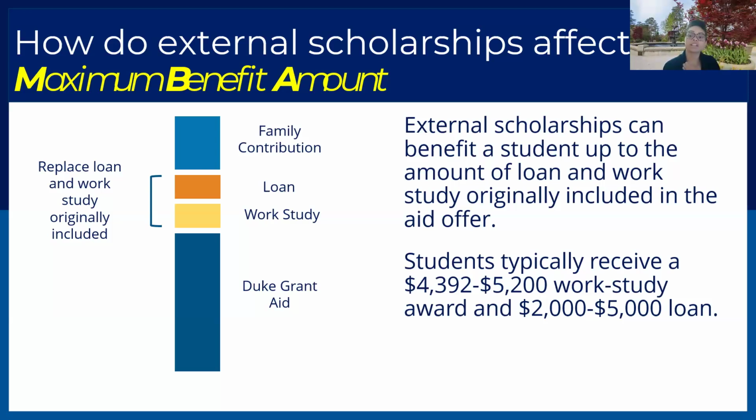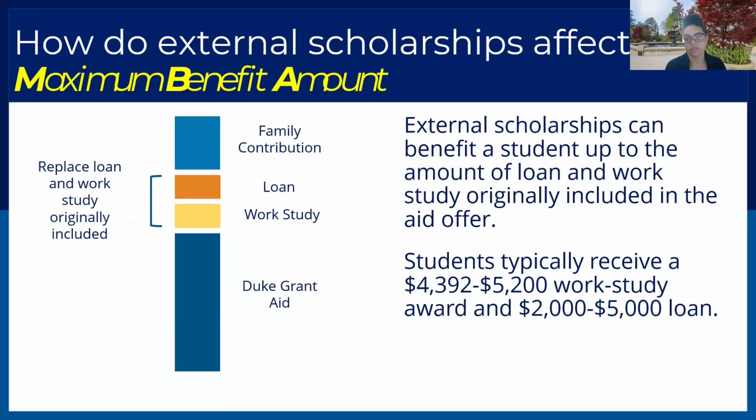So you no longer would need to consider the loan. You would no longer need to necessarily consider working if you have third party money that can replace those options. So that is the maximum benefit. If you were to go pull up your aid offer or to go look at the hub right now to see how much was offered among those two types of funding, that's the maximum you could receive from a third party that would directly reduce your bill and assist with your family's cost. Anything outside of that total between loan and work study would reduce the Duke grant.